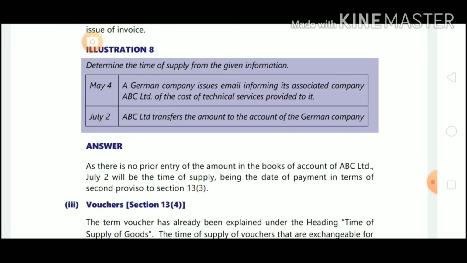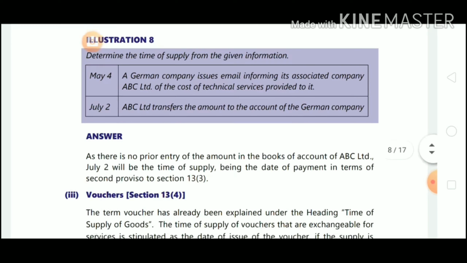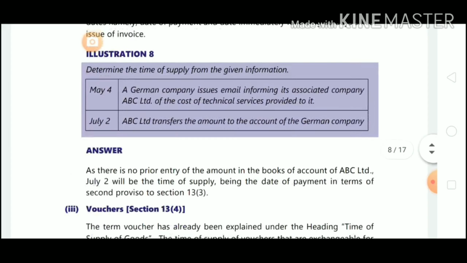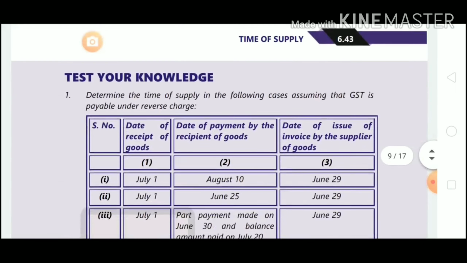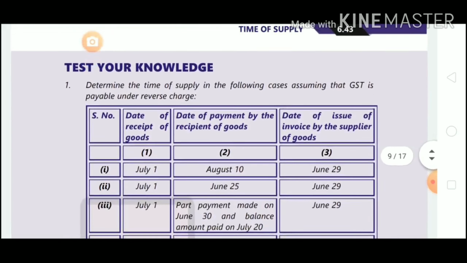Read the answer, as there is no prior entry of the amount in the books of account of ABC Limited, the date which we require, that date of entry of services, is missing over here. So what we'll do, we'll take July 2 will be the DOS, being the date of payment in the terms of second proviso to section 13 subsection 3. July 2 will be the DOS. So this completes our illustration 8. Then this provision part. So illustrations are over. Now we'll do test your knowledge.